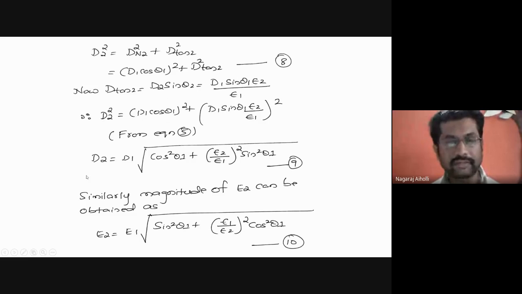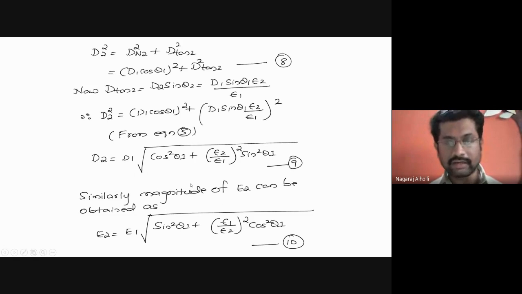This will be the equation for d2 if I take the square root of the above equation. Similarly, I can find the magnitude of E2, as we found out for d2. I will write it as E2 is equal to E1 into square root of sin square theta 1 plus epsilon 1 by epsilon 2 square into cos square theta 1.